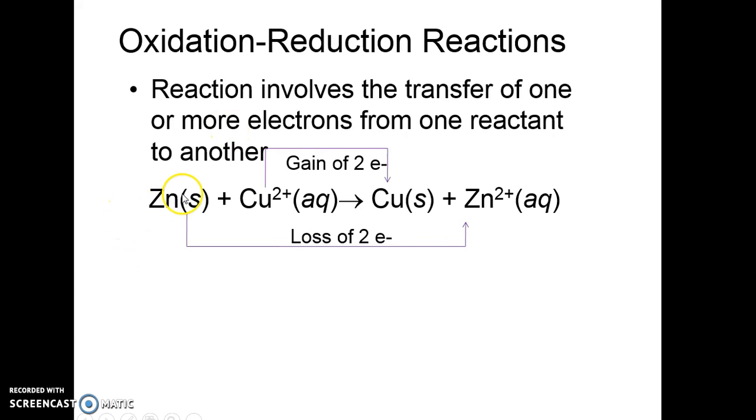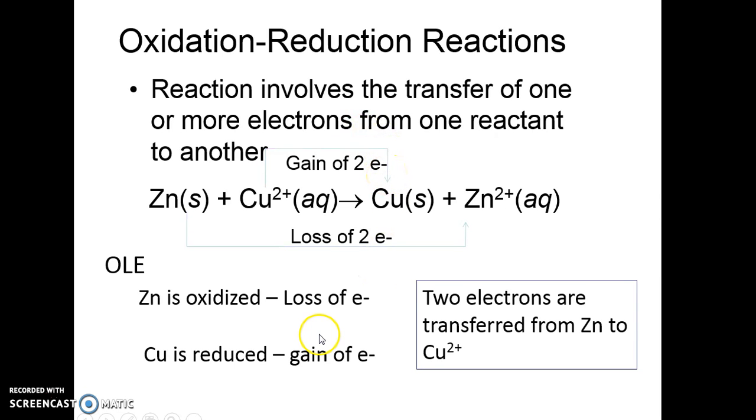If you look at zinc, zinc went from having a 0 charge here, see no charge is written, so it's 0, to a positive 2 charge in this reaction. That is the loss of electrons, and we call that oxidation. If I look at copper, copper went from having a 2 plus charge to, see no charge written, so it's 0, a 0 charge. It had to have gained 2 electrons for that, and we call that reduction. So whenever you have the loss of electrons, that's oxidation, and whenever you have the gain of electrons, that's reduction.